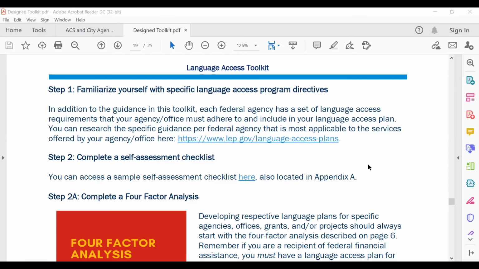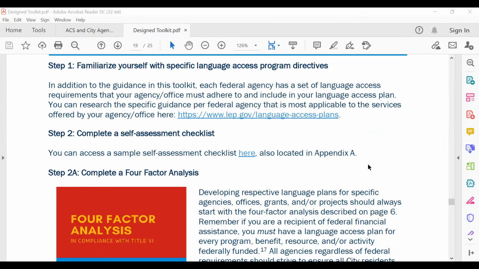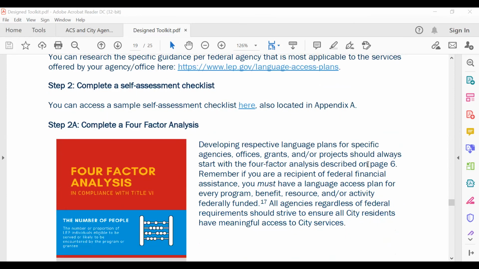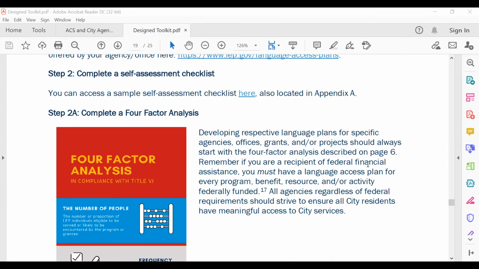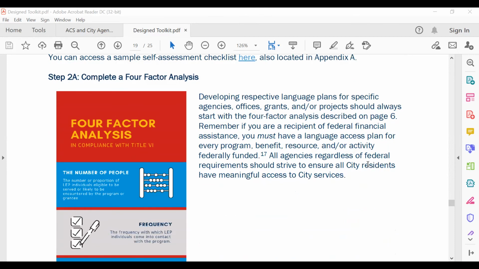So step 2, you're going to complete your self-assessment checklist. It's also provided here for you. And then you're going to complete your individual Four-Factor analysis. Now, it does walk you through it. And I also want to remind you that we've done this already for CCD, and the example of how to walk through that is in the first portion of this toolkit.